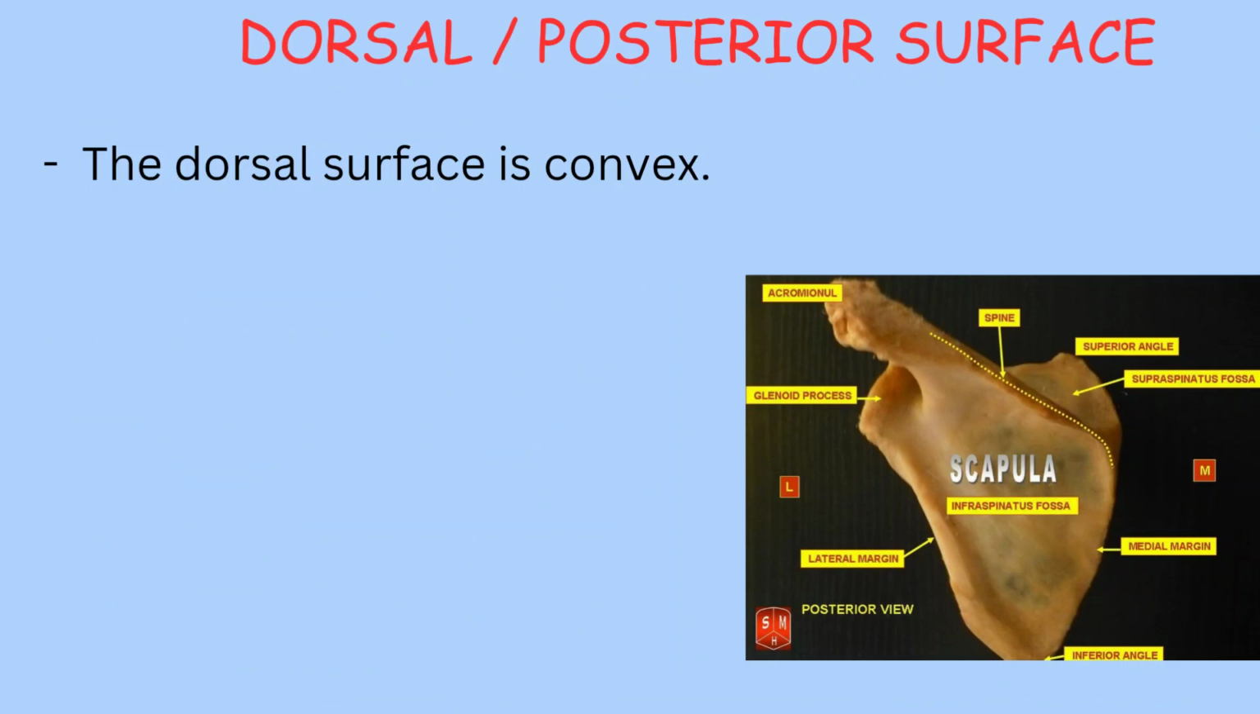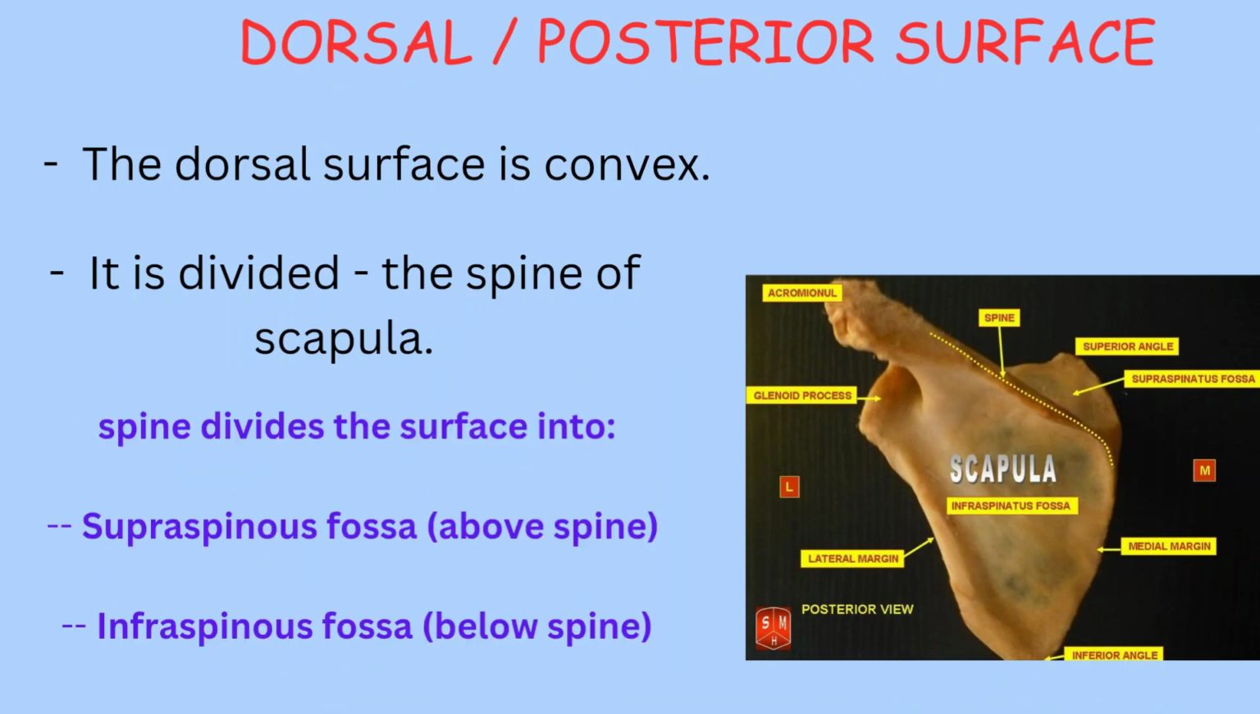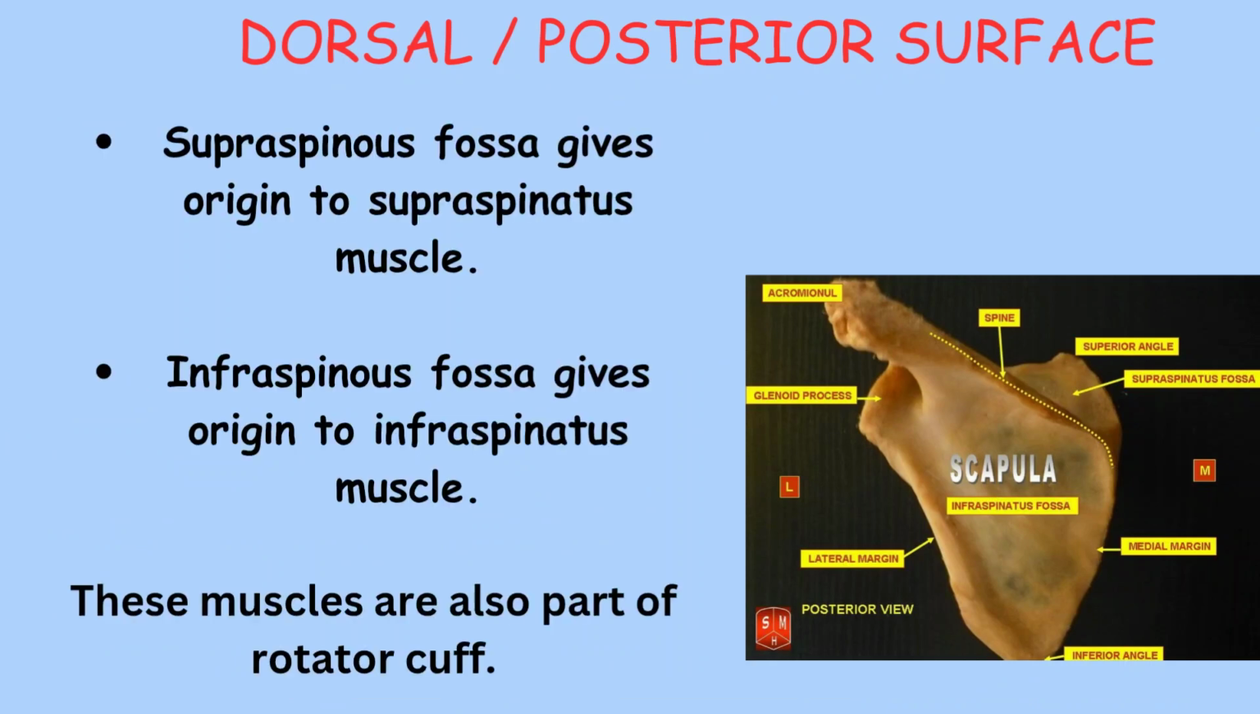Dorsal surface, or posterior surface. The dorsal surface is convex. It is divided by a prominent ridge called the spine of the scapula. The spine divides the surface into the supraspinous fossa, above the spine, and the infraspinous fossa, below the spine. Supraspinous fossa gives origin to the supraspinatus muscle. Infraspinous fossa gives origin to the infraspinatus muscle.